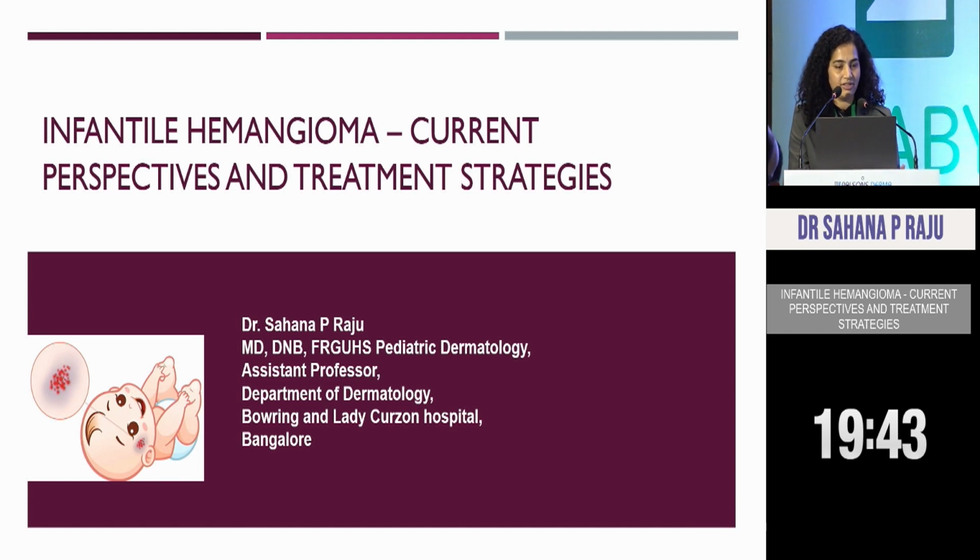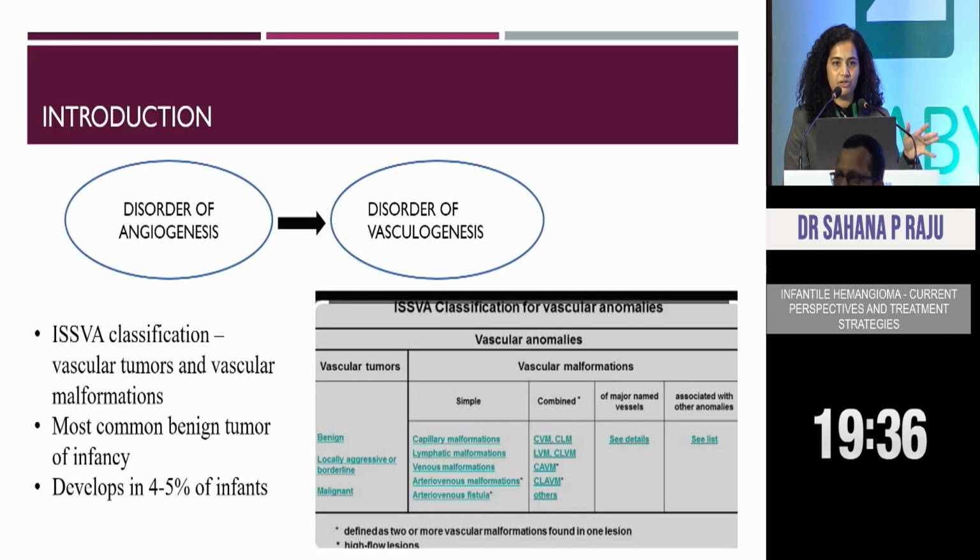So today I'll be talking about infantile hemangiomas, the basic concepts, current perspectives, and treatment strategies. Before we dwell into the topic, we need to know where infantile hemangiomas stand. This is a classification from the International Society for the Study of Vascular Anomalies. They classified vascular anomalies into tumors and malformations. Further, tumors were divided as benign, locally aggressive, and malignant. Infantile hemangiomas come in the benign category of tumors. In fact, it's the most common benign tumor of infancy, and it develops in 4 to 5% of infants.